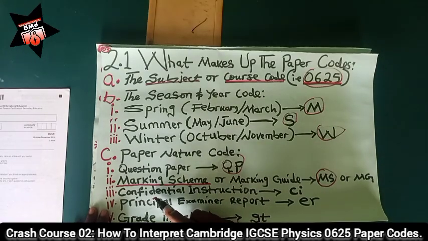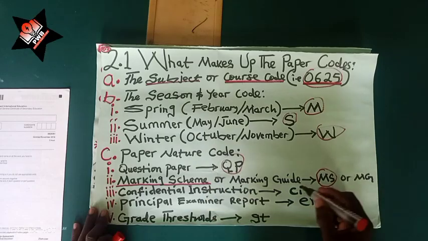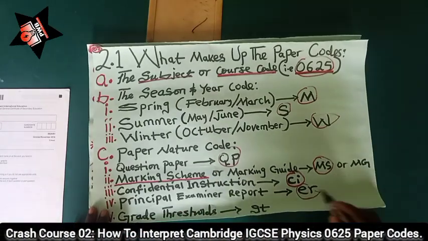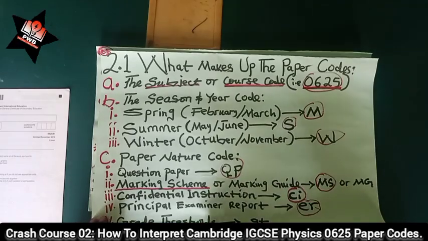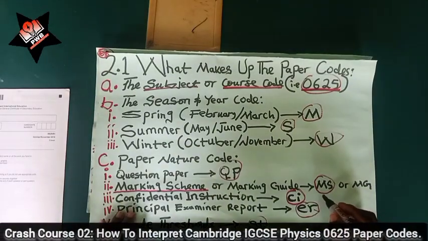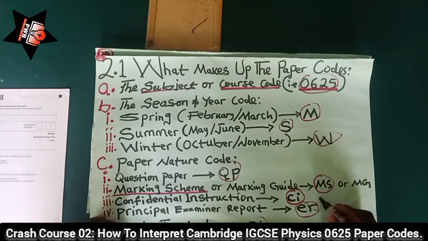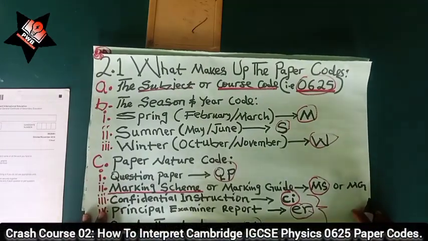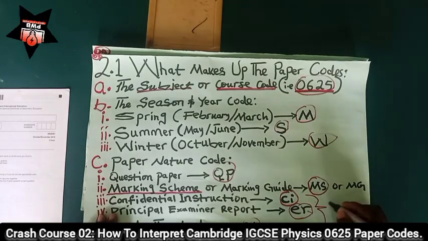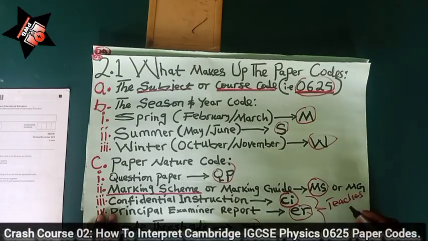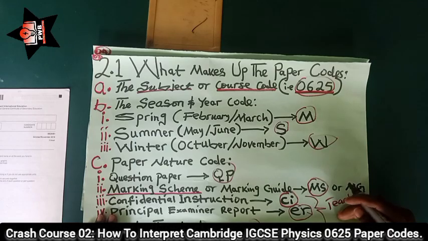You see confidential instruction denoted with the next one is principal examiner report, ER. You will see grade threshold, GT. Now permit me to say that 3, 4, 5, they are not meant for students. They are meant for teachers. These ones are specifically for teachers. Teachers can use both this and this.